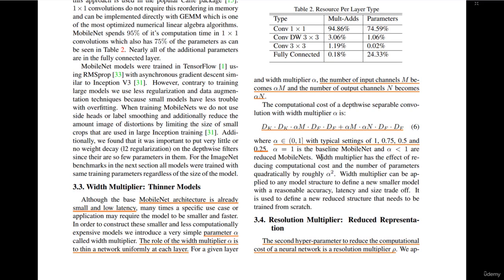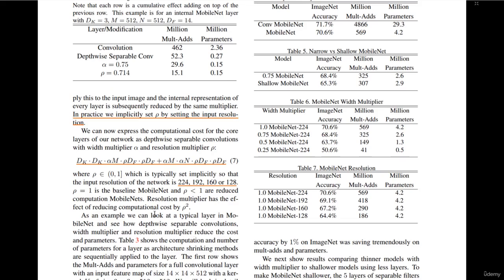And then for the resolution multiplier, that's the reduced representation, the second hyperparameter, it reduces the computational cost of a neural network using this rho. So we apply this to the input image, and the internal representation of every layer is subsequently reduced by the same multiplier. In practice, we implicitly set rho by setting the input resolution. So our formula is modified this time around. Now, since our inputs come up with df, we now have rho df.